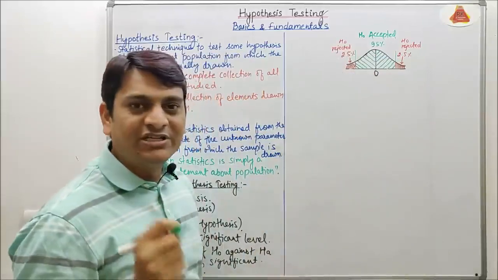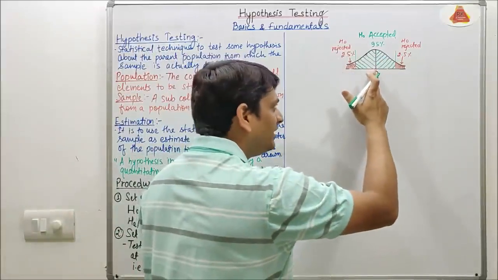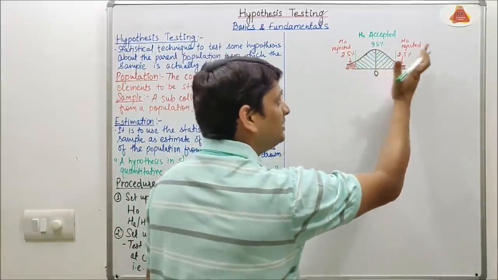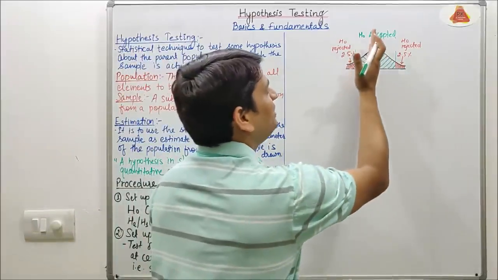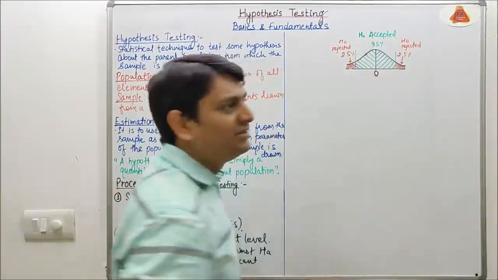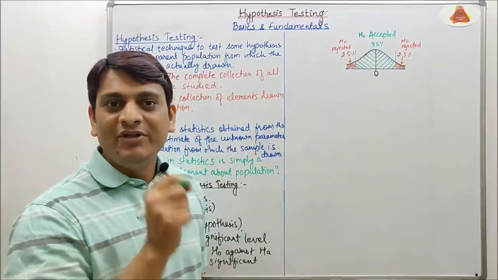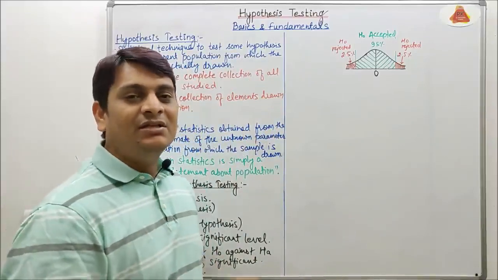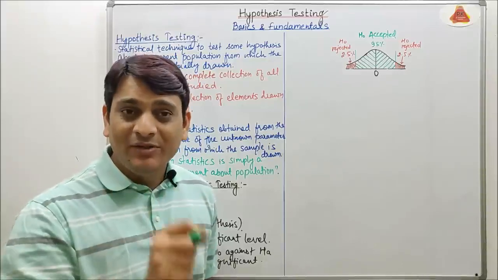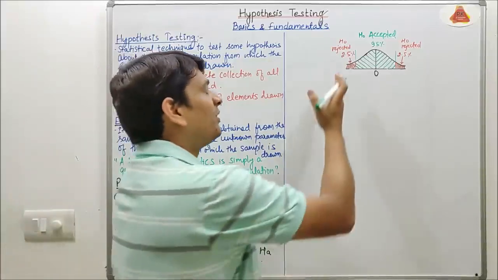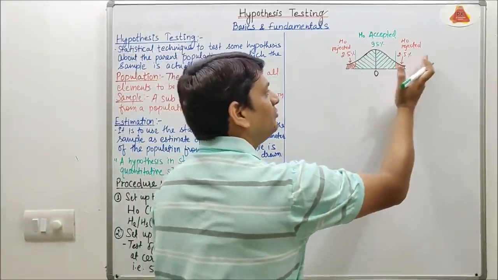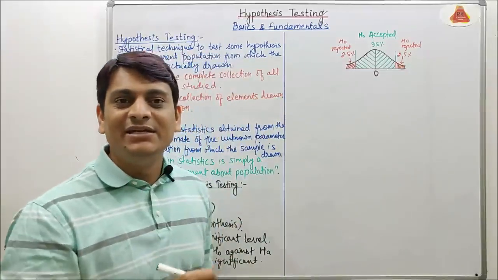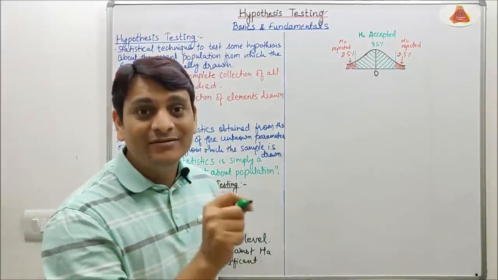So in this illustration, you can see that this is the 0 point, half is present here, half is present here. It means 50% will be coming here, 50% will be coming here. And if we are taking a 5% level of significance, it means there will be a 5% chance of error, 2.5% on the left side and 2.5% on the right side if it is a two-tailed test.